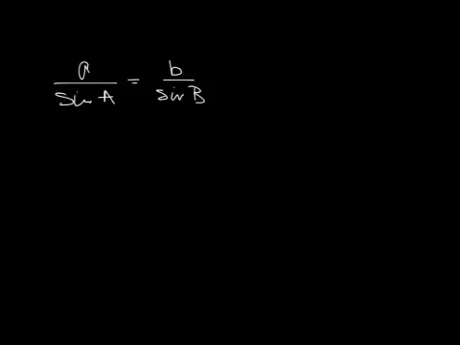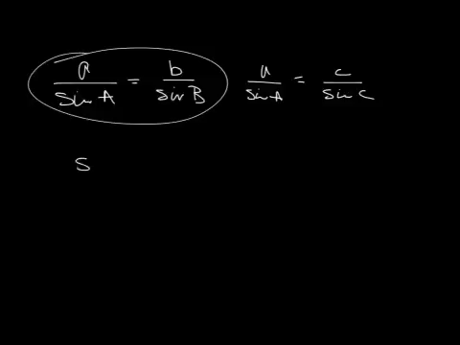I mean, you see they give you a couple different ones. They're saying that a over sine of A equals c over sine of C, and b over sine of B equals c over sine of C. Now, it doesn't matter if these are this way or this way, because you're going to do cross multiplication, so it doesn't matter which ones you put on top and which ones you put on the bottom.